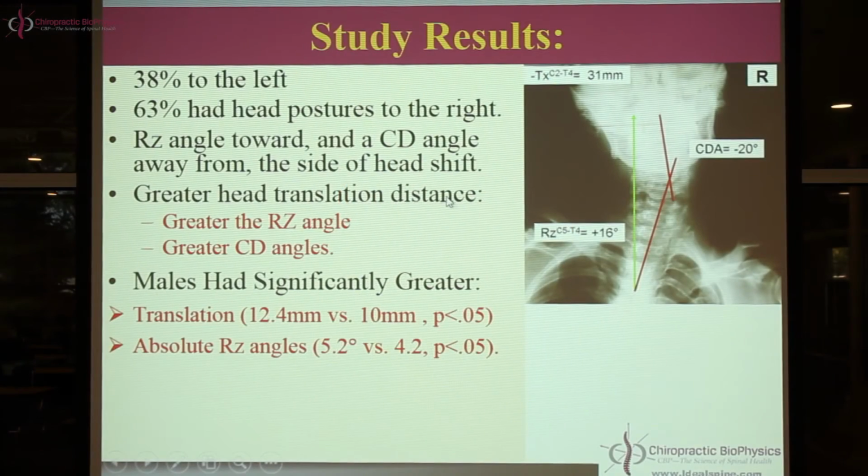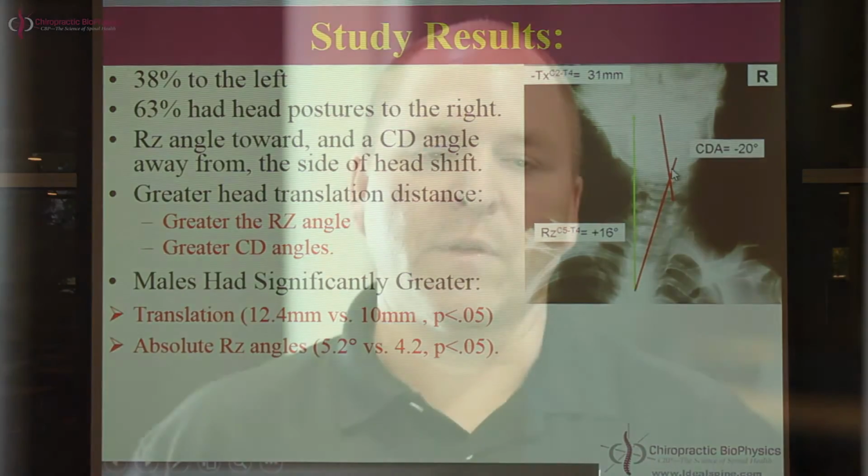Of interest, the greater the head translation distance was, so the larger the magnitude of your offset, the greater the upper thoracic angle, and the greater the mid-neck angle or CD angle. That makes sense too. So the size of the angle is driven by the distance your head is offset. So the further your head goes off to one side, the greater the scoliotic appearance in the mid-neck and the upper thoracic and low neck is.